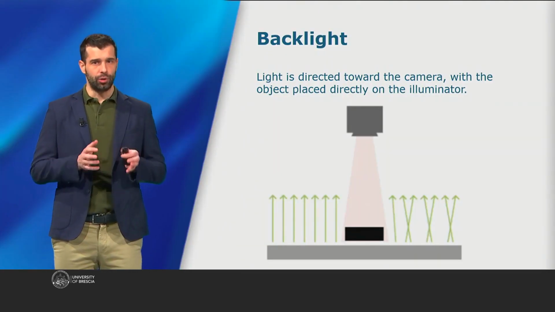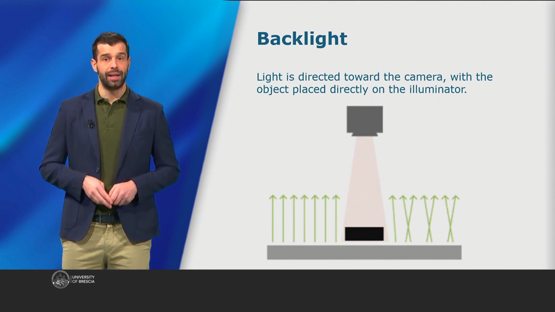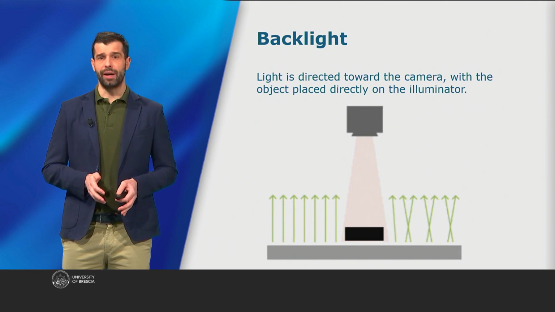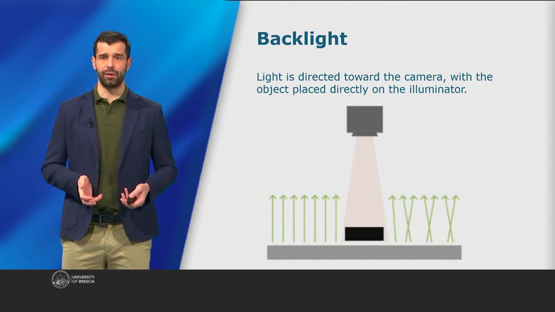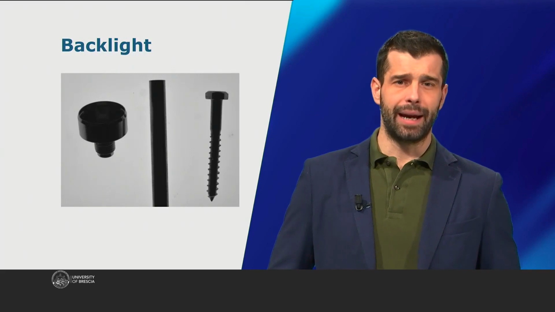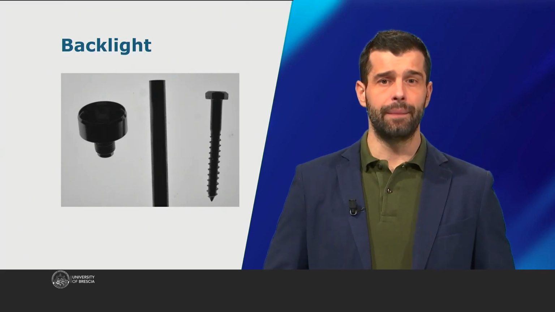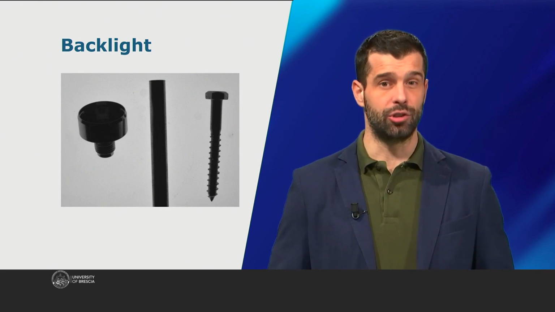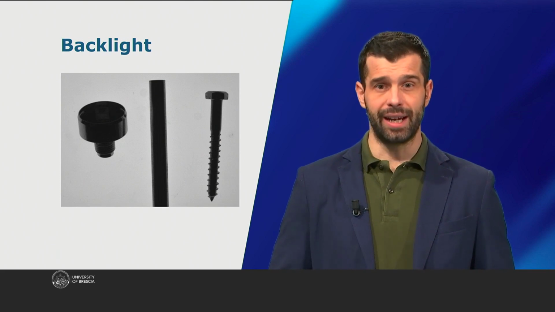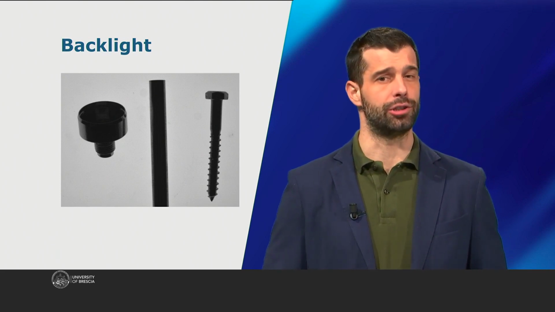In backlight or rear lighting, the illuminator points directly toward the camera, with the object being measured placed on top of it. This causes the final image to be inverted, with the object completely black and the background completely white. As you can see from the image, for example, with a backlight illuminator, the outlines of the captured objects are very well defined and the contrast is extremely high. On the other hand, all information related to the surface of the object itself is lost.